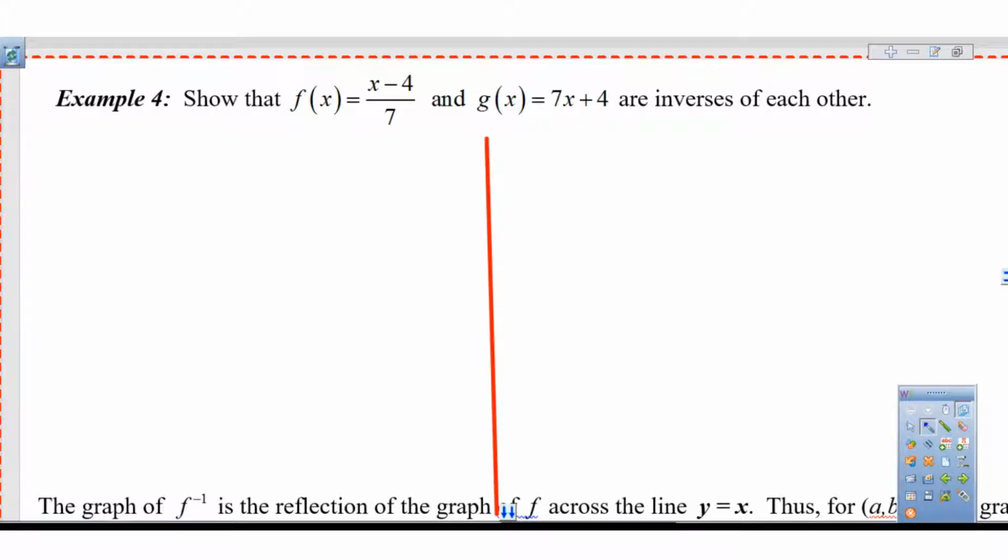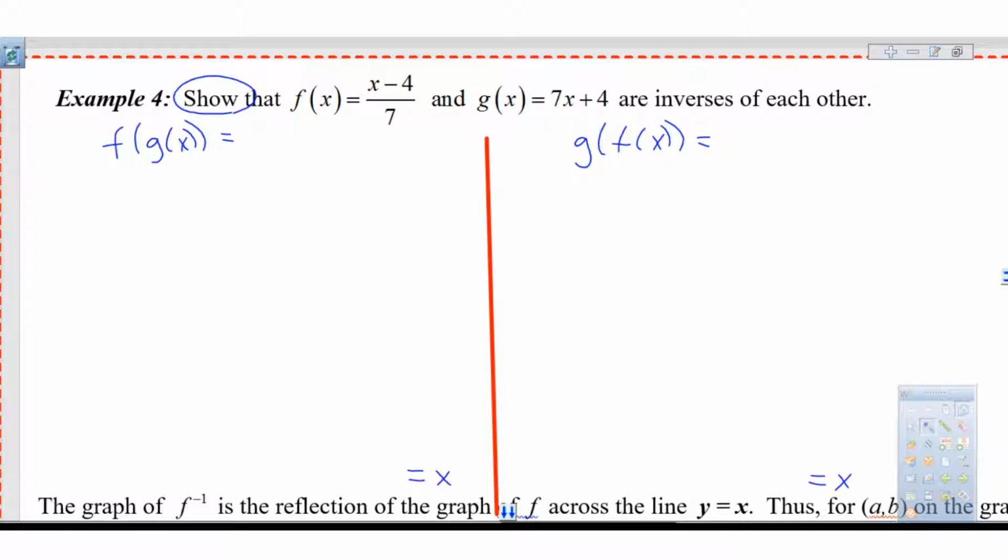Show that these are inverses of each other. So here's what you do. You find f of g of x, and you find g of f of x. Now it says show that they're inverses. So if it says show, then I know that they are inverses. So if they're inverses, when I do these, what are both of those things going to be equal to? Everybody tell me. They're both going to be x. So I'm going to write a little equals x and a little equals x right there, just to remind myself.